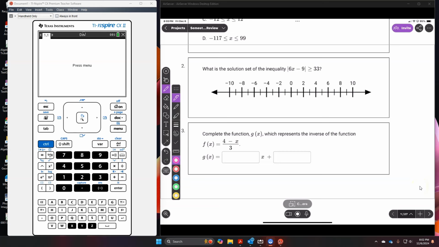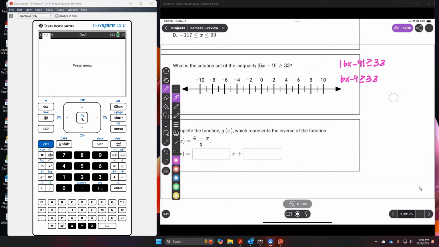Number 2, what is the solution set for this inequality? Remember, we have the absolute value of 6x minus 9 is greater than or equal to 33. So we have 6x minus 9 is greater than or equal to 33, and I'm going to move this a little bit to the left. And we have 6x minus 9 is less than or equal to negative 33.